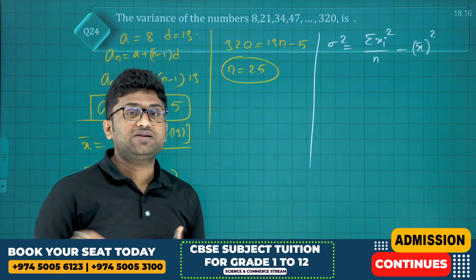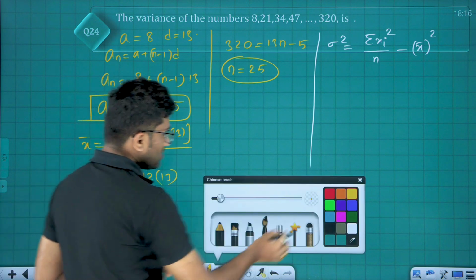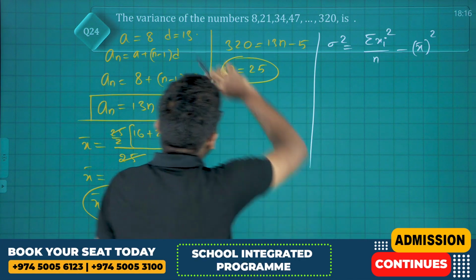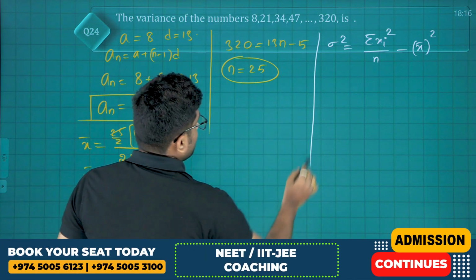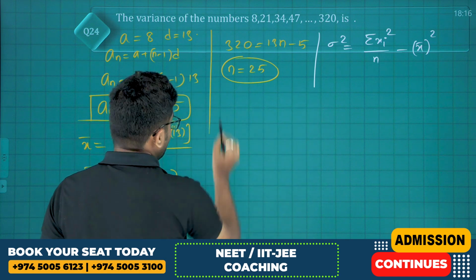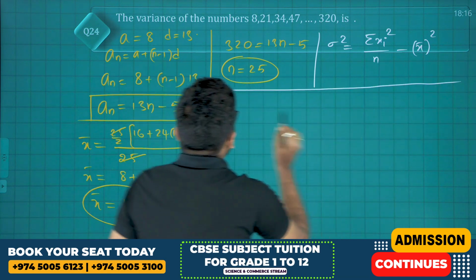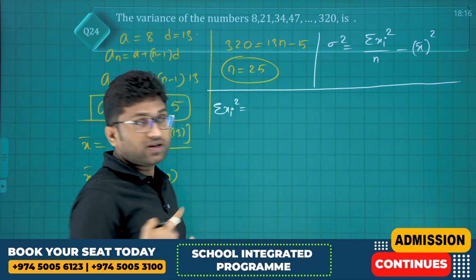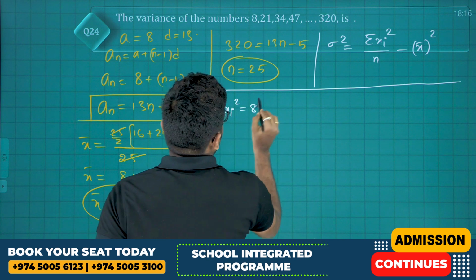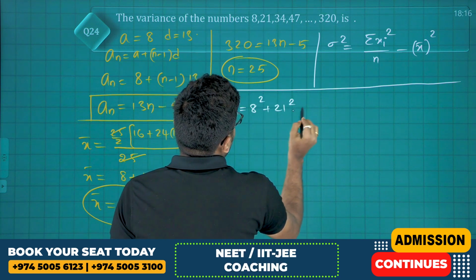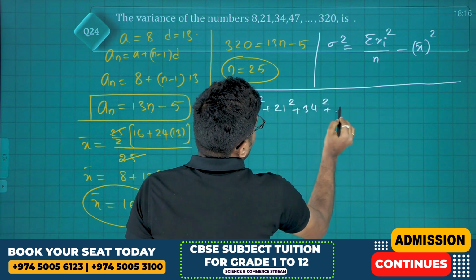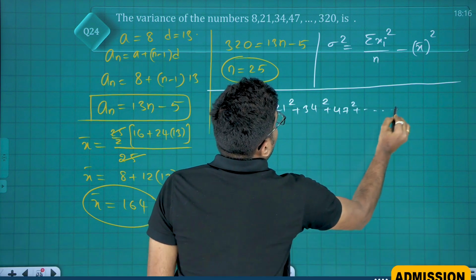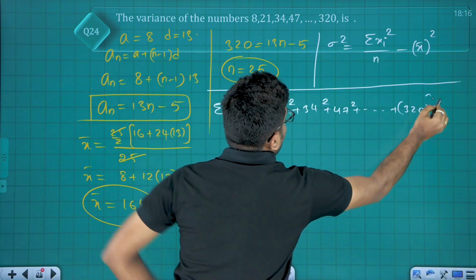Now how do we get this sigma xi square? Sigma xi square is nothing but the sum of the squares of these terms. Clear? Sigma xi square is very important. Sigma xi square is the sum of 8 square plus 21 square plus 34 square plus 47 square and so on up to 320 whole square.